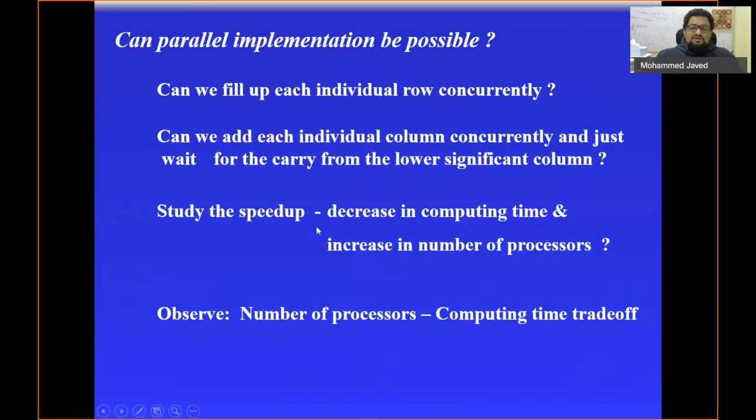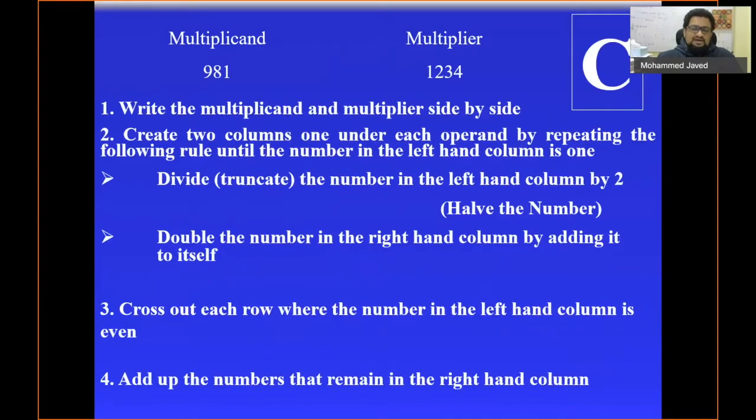So study the speed up: can computing time decrease as the number of processes increases? What will be the impact on the computing time in such cases? Observe the number of processes and computing time trade-off. When you increase the number of processes, what happens to the computing time? Whether there is a decrease or an increase, we should do analysis of all these ideas.